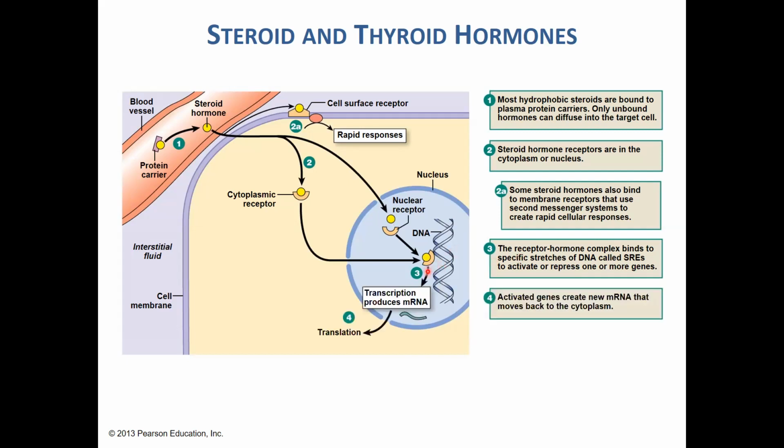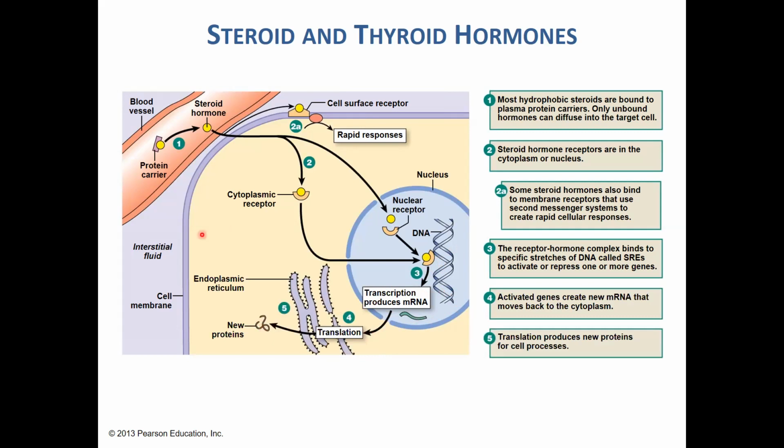If I activate transcription, I'm going to produce more messenger RNA. The messenger RNA is going to be transported out of the nucleus and undergo translation. I'm going to make more protein, and I'm going to produce the biological response that the steroid hormone is going to be doing.